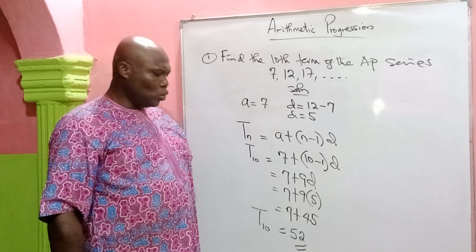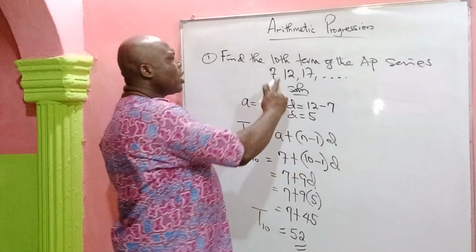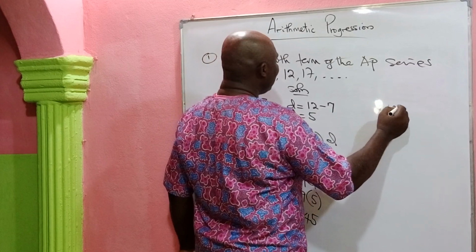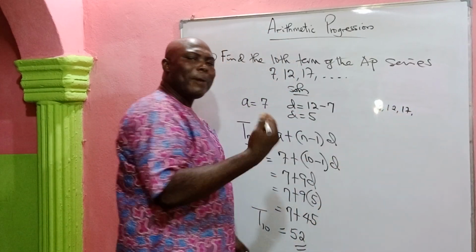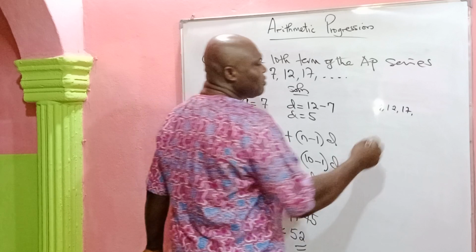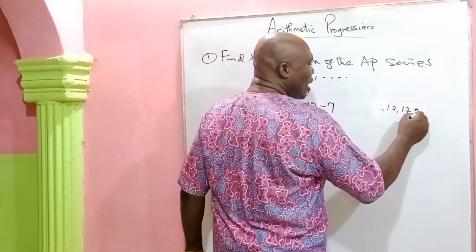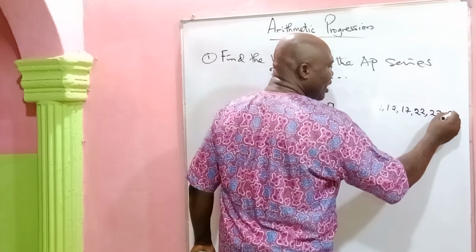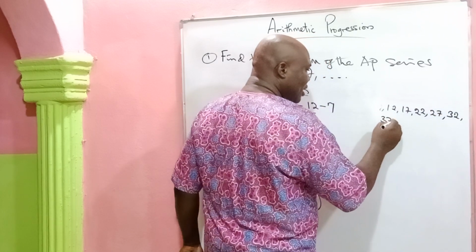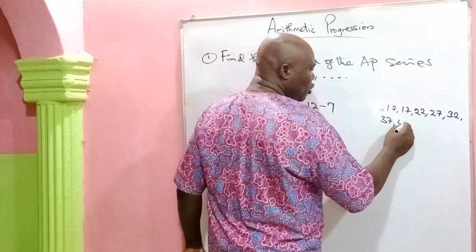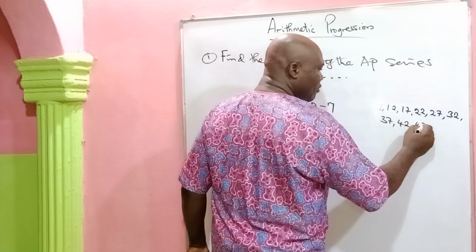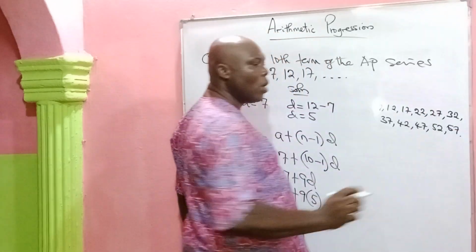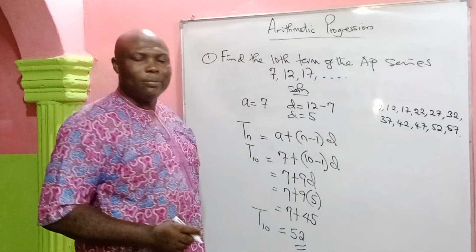Let's see if that is true. Can that be the 10th term? We've been given the AP series 7. After 7, 12. After 12, 17. Let's keep adding the common difference of 5. When we add 5, we have 22. Add 5, you have 27. Add 5, you have 32. Add 5 again, you have 37. Add 5, you have 42. Add 5, you have 47. Plus 5, you have 52. Plus 5, you have 57, and so on.